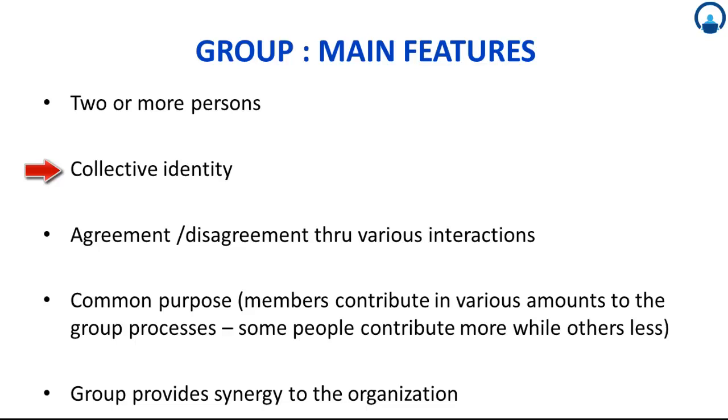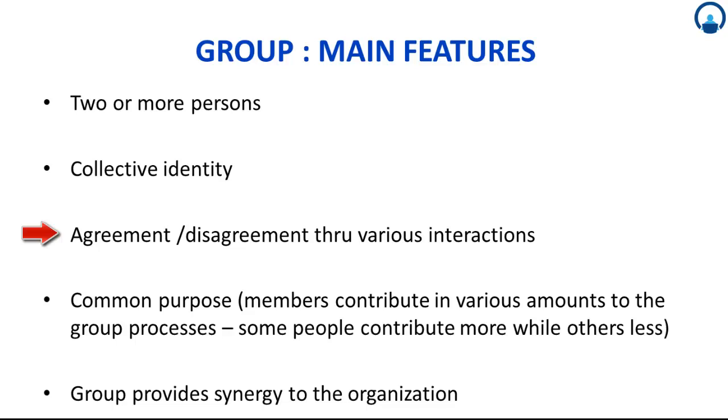While the members interact with one another, as we said in the definition earlier, obviously there could be agreement, there could be disagreement. They may agree on certain points, and the members may not agree on certain issues, while they are interacting with one another. But the common purpose has to be achieved. So members contribute in different degrees in the group process. They contribute in varying amounts to achieve the common purpose. In the sense, some people may contribute more, others may contribute less.